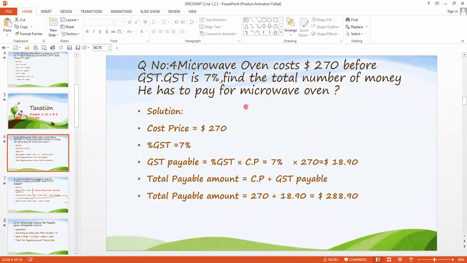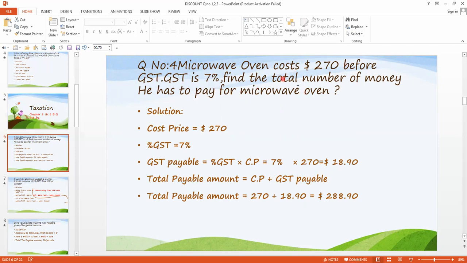First, we come to question number 4. Please concentrate on the question. A microwave oven costs $270 before GST. What is GST? Yes, goods and services tax. GST is 7%. Find the total amount of money he has to pay for the microwave oven.